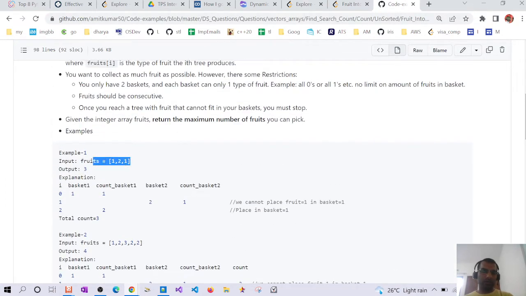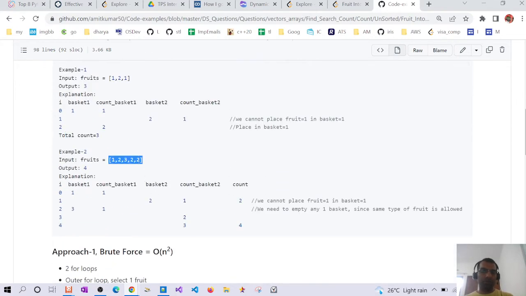So this is the first example on LeetCode 904. Its output is 3. So let's see how it is. Let's take the baskets as basket 1 and basket 2. Initially, starting at index 0, I placed fruit type 1 in basket 1. So the count in basket 1 is 1. Then at index 1, I placed fruit type 2 in basket 2. So the count of basket 2 is 1. And at index 2, I again placed fruit 1 in basket 1. So the count becomes 2. That means basket 1 has two fruits of type 1, basket 2 has one fruit of type 2. Hence the total count is 3.